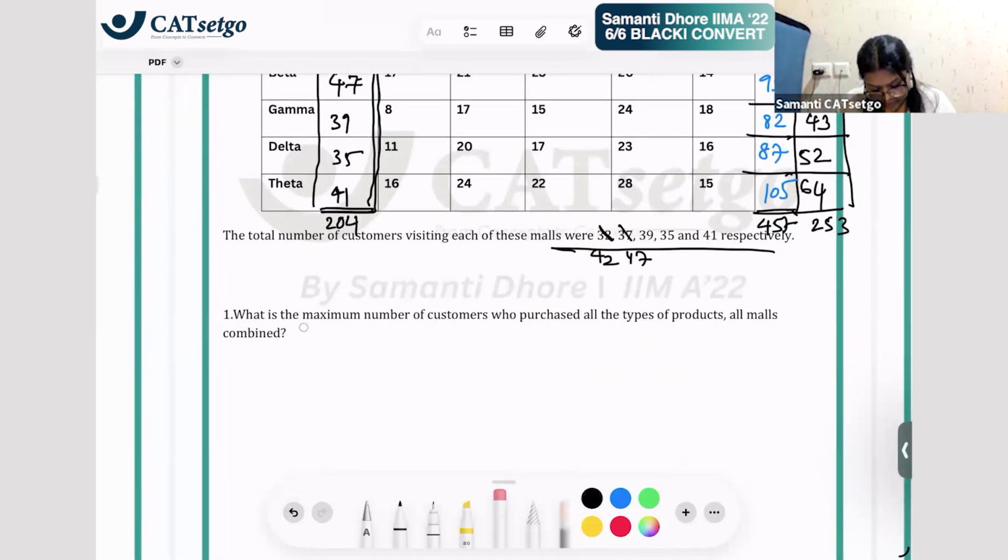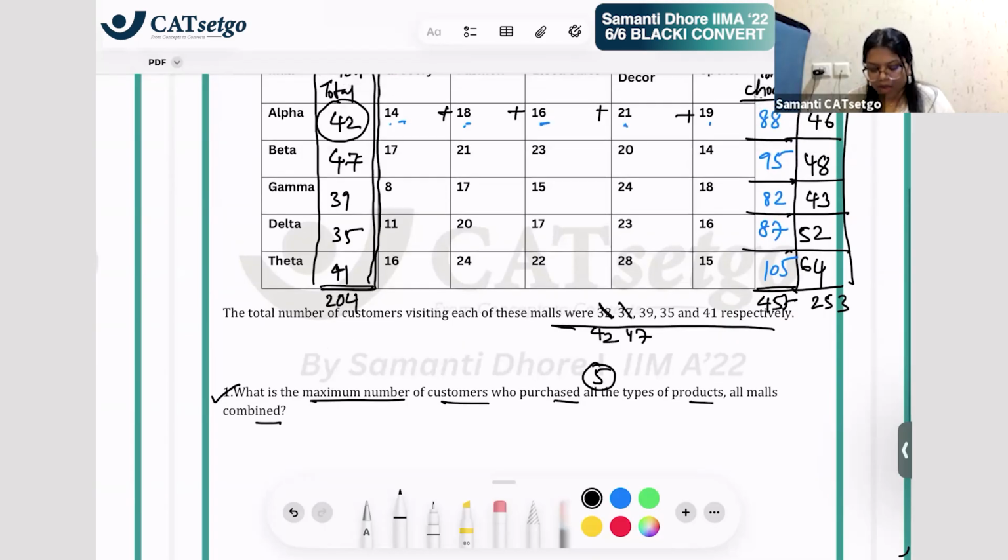First question says, what is the maximum number of customers, we have to maximize, who purchased all types of products, all malls combined. Leave all malls, let's look at one mall at a time. Maximum number of people who purchased all types, meaning all 5 types, right? What is the maximum number of customers who purchased all products in a mall? Okay, how do we solve this question?